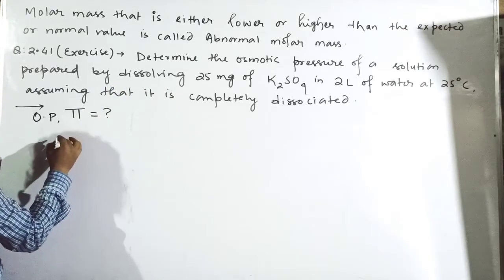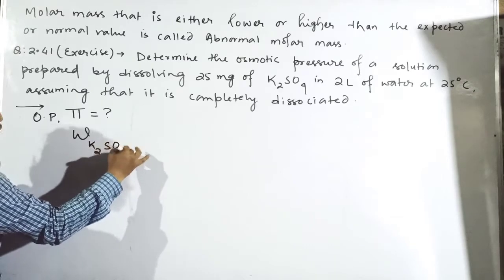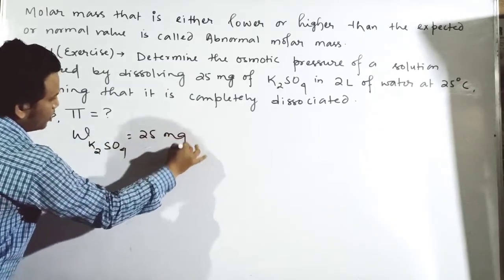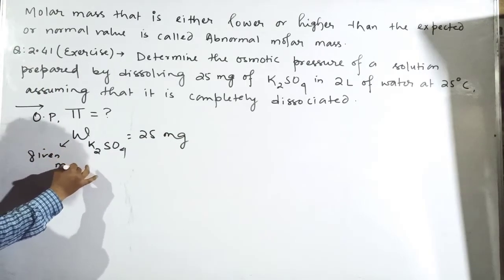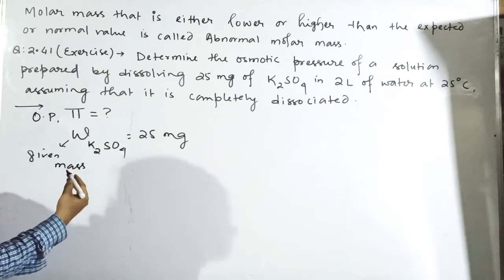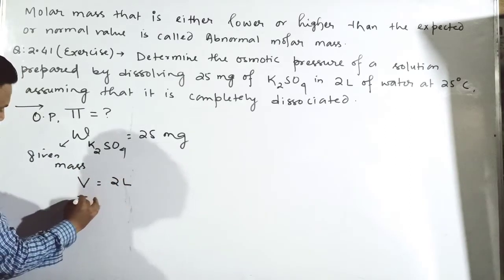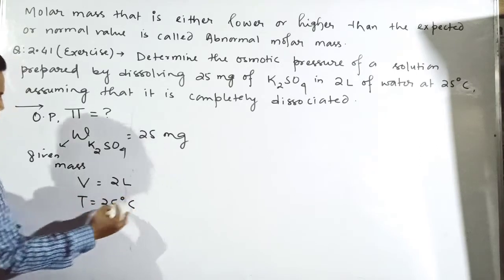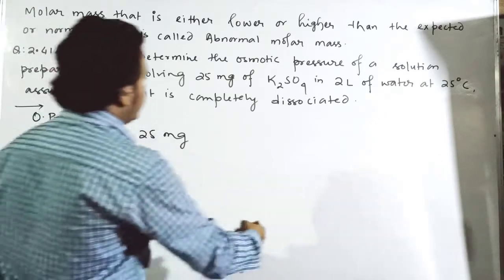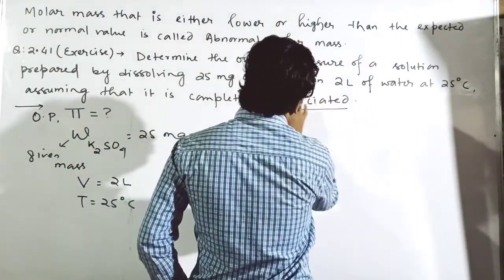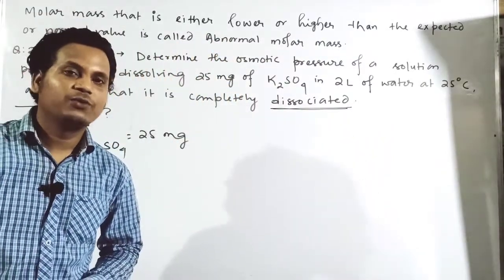25 mg of potassium sulfate, the given mass of potassium sulfate is 25 mg. What is W? W is the given mass. Then 2 liters of water, the volume is given as 2 liters. At 25 degrees C, the temperature is 25 degrees C, assuming that it is completely dissociated. So if it is completely dissociated, we have to find the value of i, the van't Hoff factor.